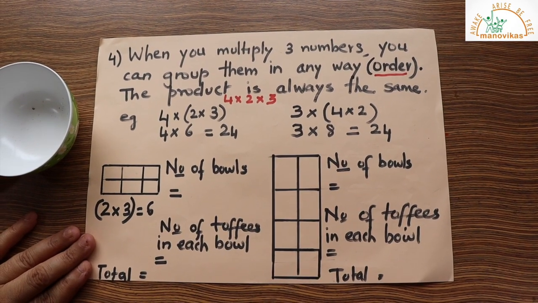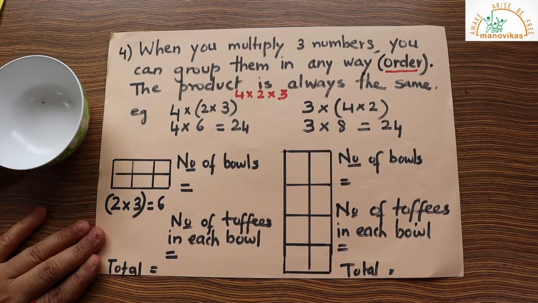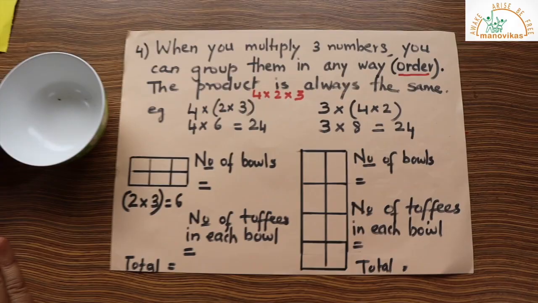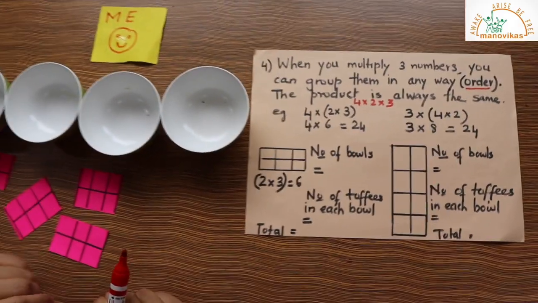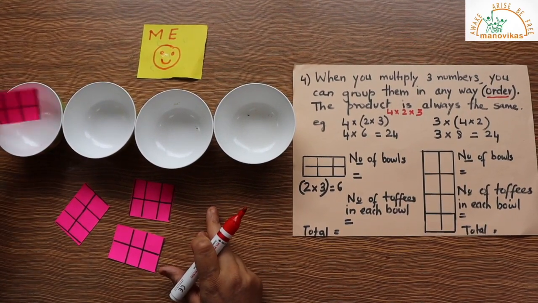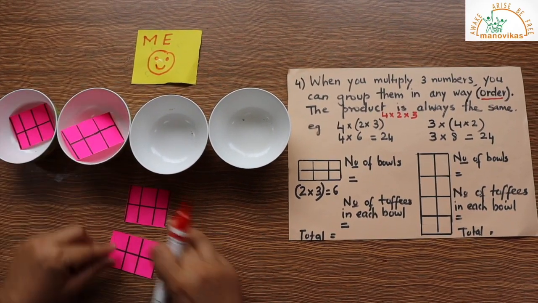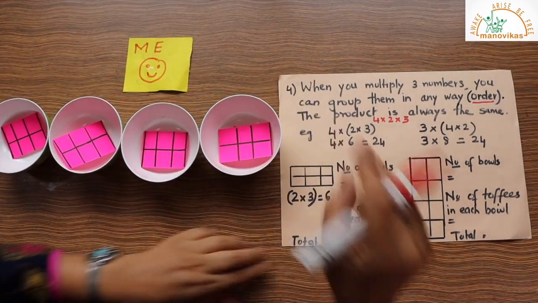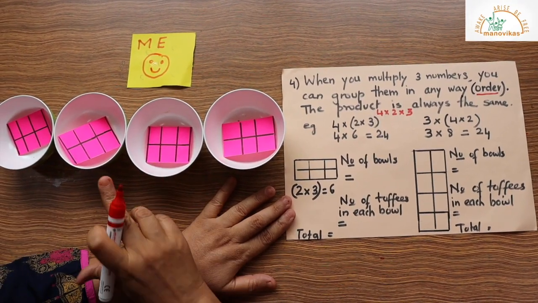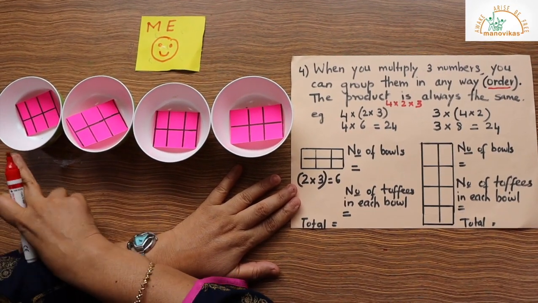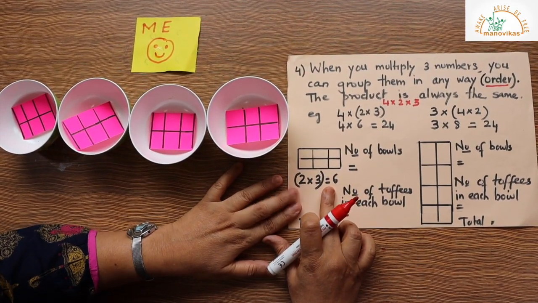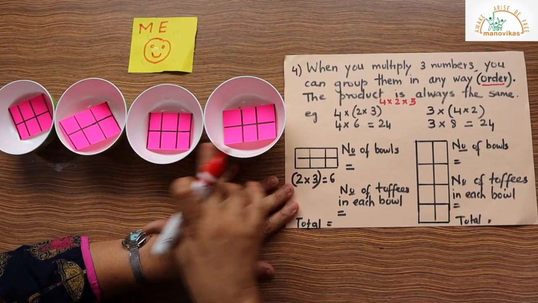The answer will be the same. Now I will explain this with the help of an example. Now again let us compare the toffees that I have with that of my brother. I have 4 bowls here. In each bowl I have 2 multiplied by 3, that is 6 toffees in each bowl. Now like this I have got 4 bowls.